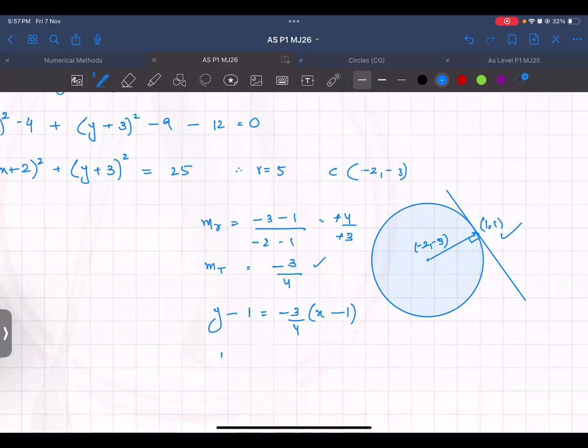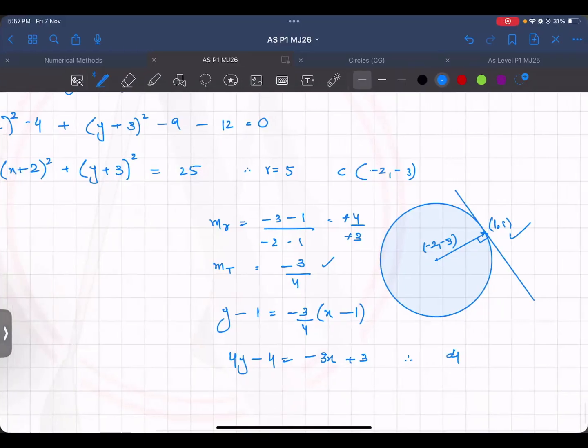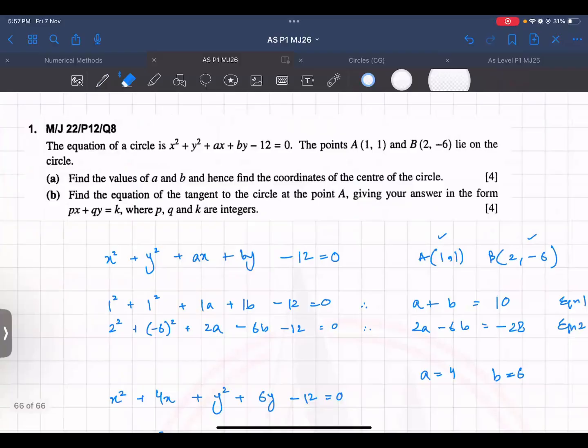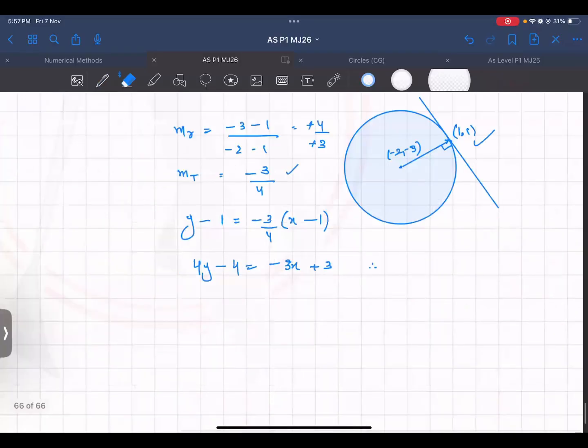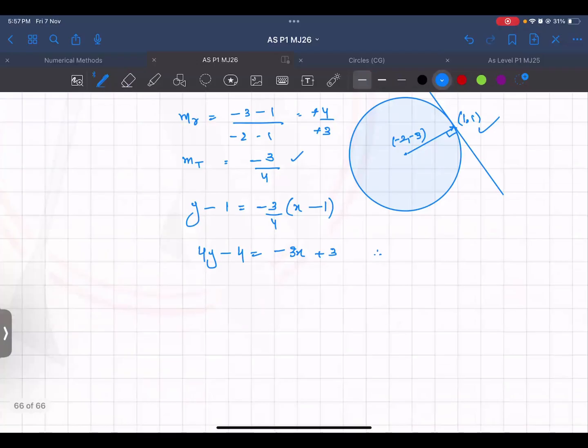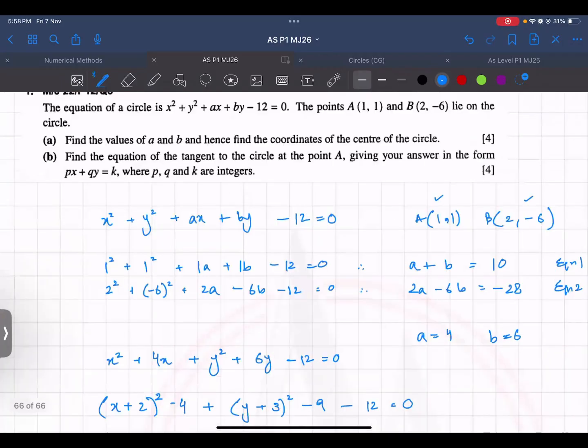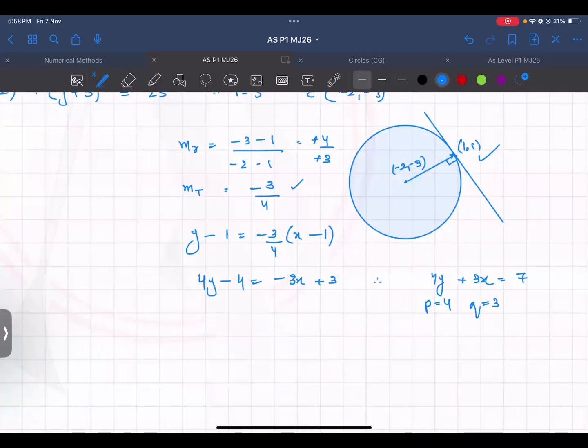So now you will get 4y minus 4 equals minus 3x plus 3. You move the x and y terms to one side and the constant to the other part. So 4y plus 3x equals 7. So your p is 4, q is 3, and k is 7. This is your final answer.